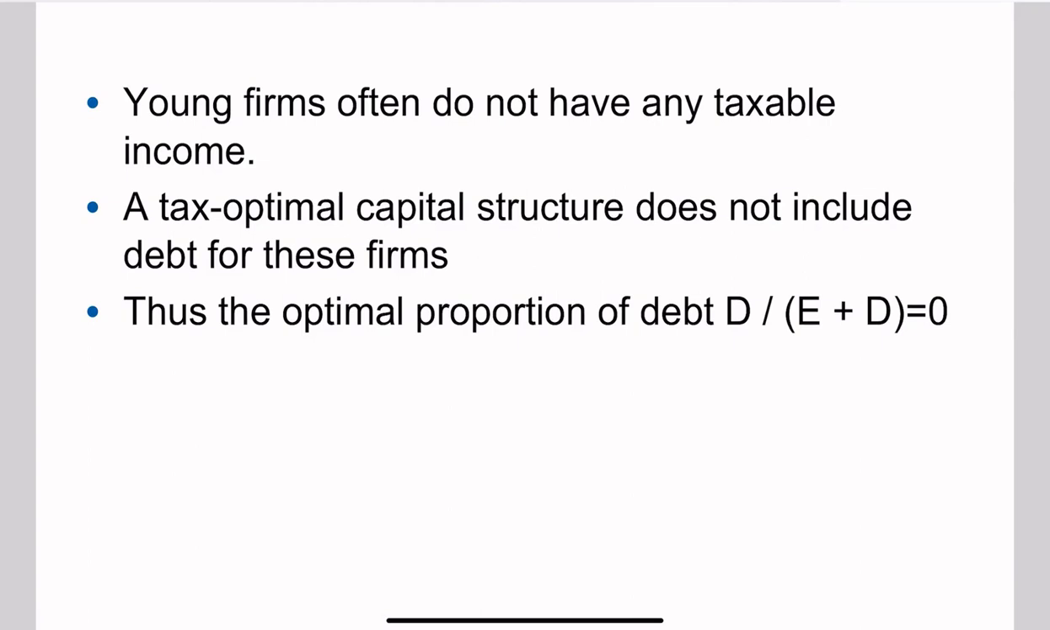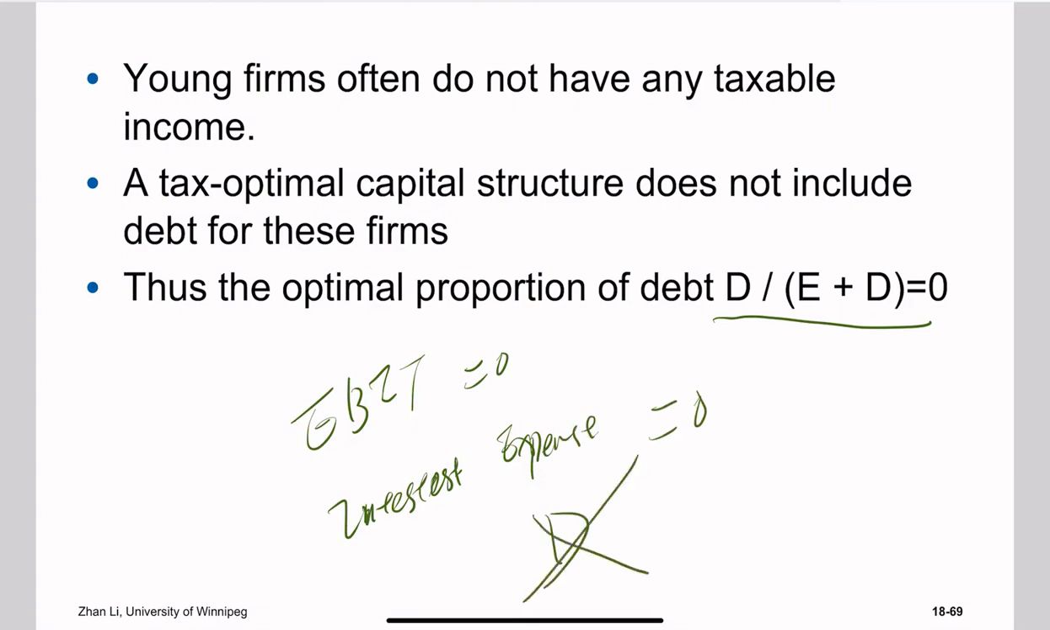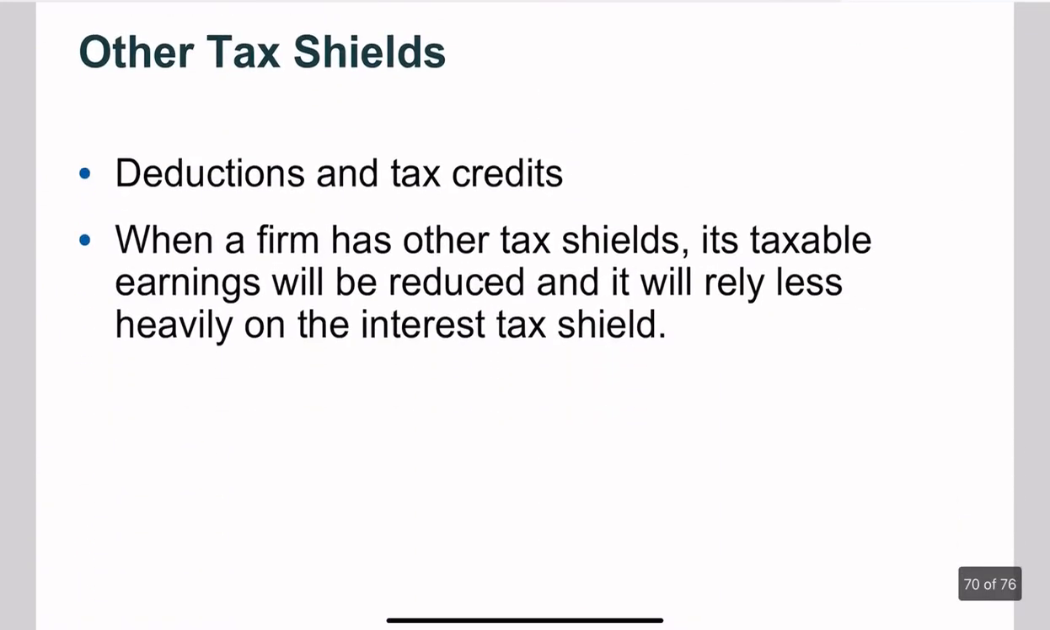Well, if you're a young firm, right, you don't have any taxable income. And if you don't have any taxable income, then you should not use debt. Right? So if you don't use debt, obviously you will observe that the debt to value ratio is almost zero. Right? So it's a simple fact, or you could say, hey, if EBIT is zero, now my interest expense definitely should be zero. So no debt. Right? So very easy to understand.